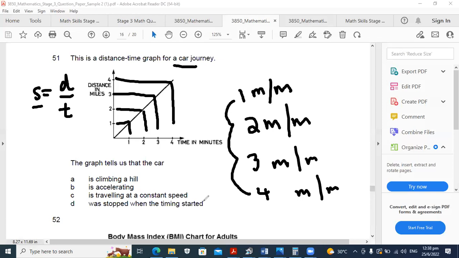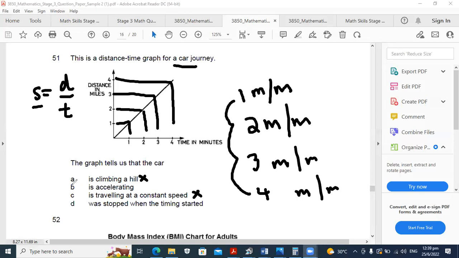So you wouldn't say C, because C is saying that the car is traveling at a constant speed. It means that the car stays on one number and does not move, like on a highway where you just hold one speed. All right. So A, is it climbing a hill? Well, we don't know. Just because the line is going up doesn't mean there's a hill to go up.